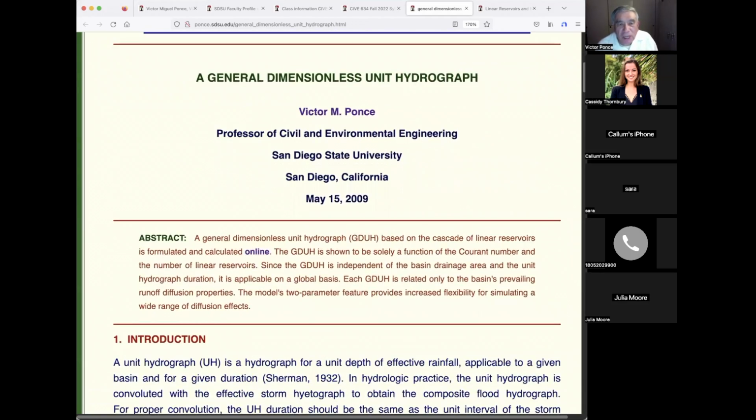Okay, so a general dimensionless unit hydrograph. I have to tell you the history of this paper. It's very dear to my heart. In the year 2009, I think I'm going to go fast because I already told you the story, so this is a repeat. In 2009, I knew that the previous paper had something in there that I had not learned yet. So I gave this to a student.